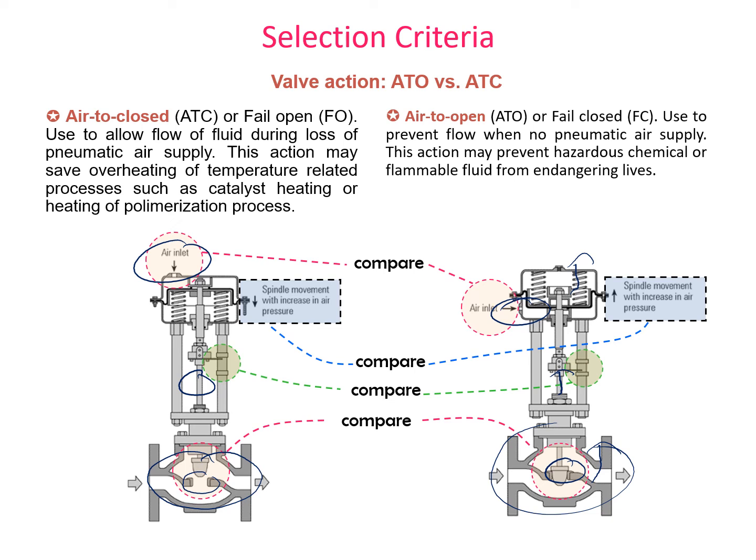Okay, so the other difference between this ATO and ATC is the direction of the spindle screw. One is in the downward position, the other one is in the upward position, based on the air inlet. The same goes for this part, the level: one at the top level, the other one at the bottom level.